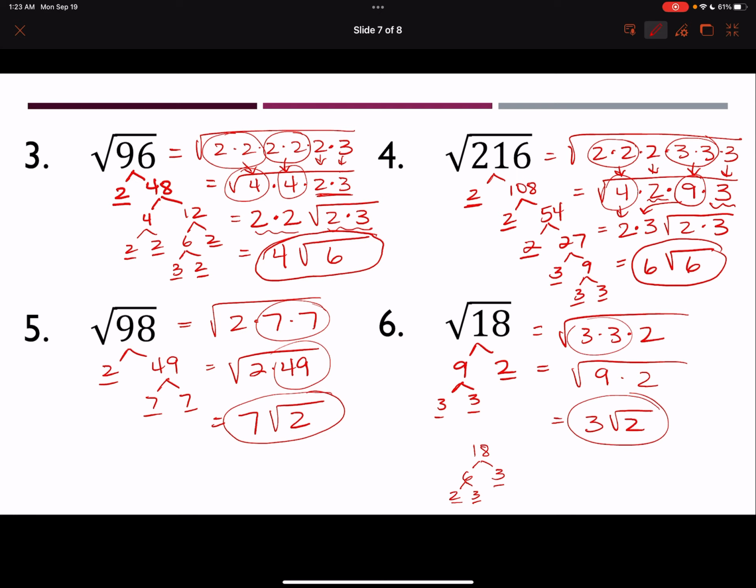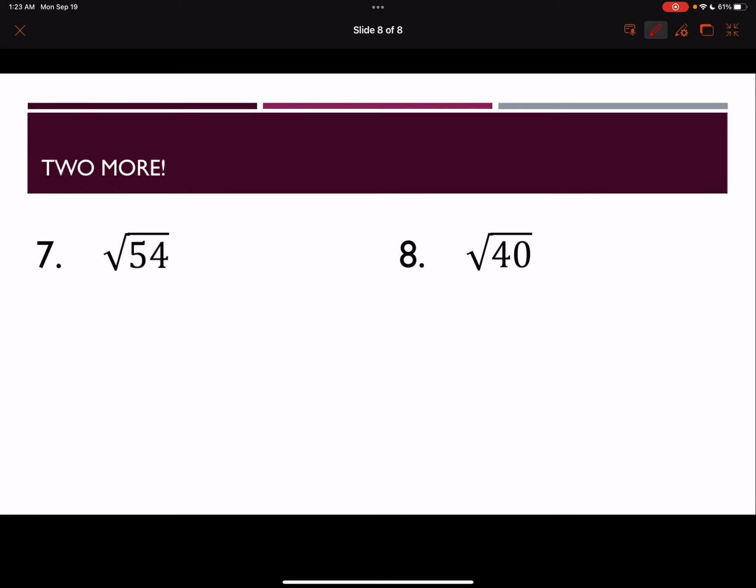All right, we're going to do 2 more together. So the square root of 54. So again, even if you don't know what goes into 54, you know it's an even number, hopefully by now. And so if you want, you can use your calculator. You can do 54 divided by 2. So I'll say 2 and 27. 27 is 3 and 9. 9 is 3 and 3. And so there's my prime factor tree. Remember, that's what it's called. So 54 is going to be 2 times 3 times 3 times 3.